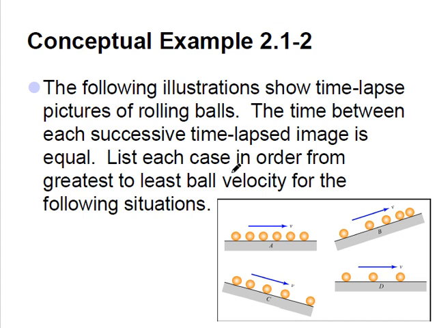Do you want me to read this for you? So list each case in order from greatest to least ball velocity. Here's your ball, and it has a velocity in each case. We have cases 1, 2, 3, 4, and we name them A, B, C, and D. You're going to rank them greatest to least ball velocity for the following situations. So that's what we're going to do. Let's make it bigger so you can see it.